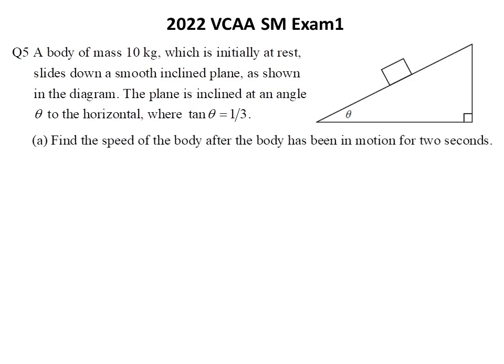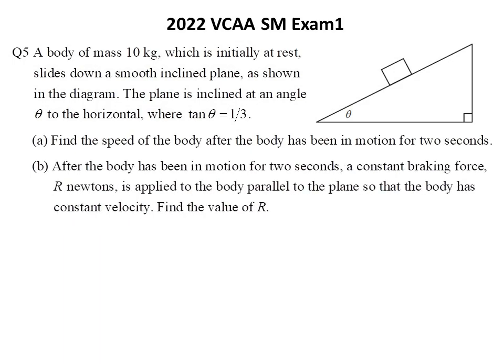Part A is to find the speed of the body after the body has been in motion for 2 seconds. Part B is to find the constant braking force, which is applied to the body parallel to the plane so that the body has constant velocity after it has been in motion for 2 seconds. Now, let's start with part A of this question.